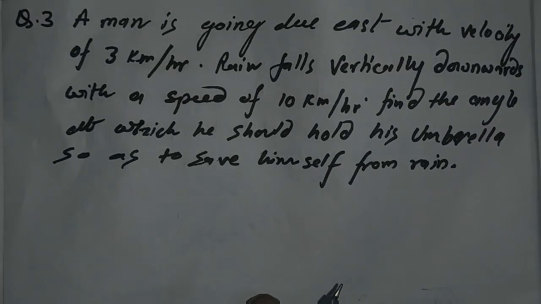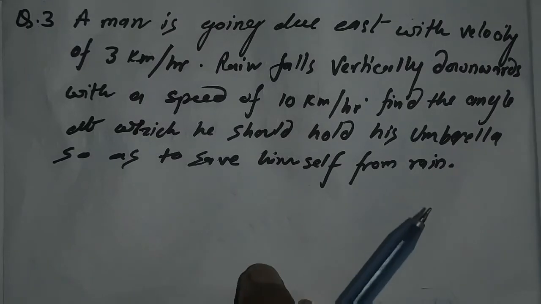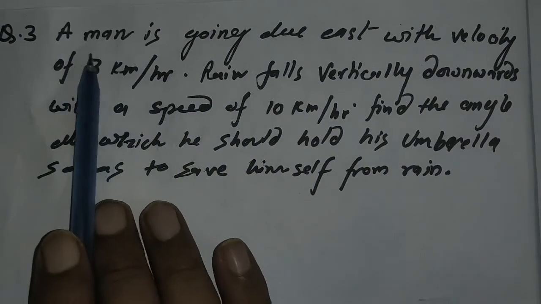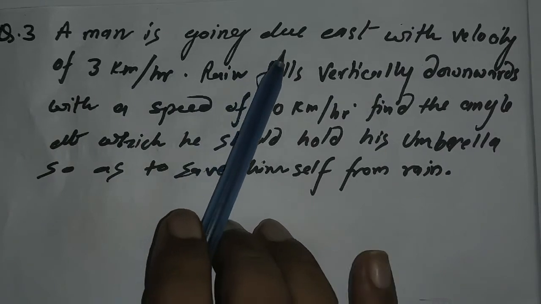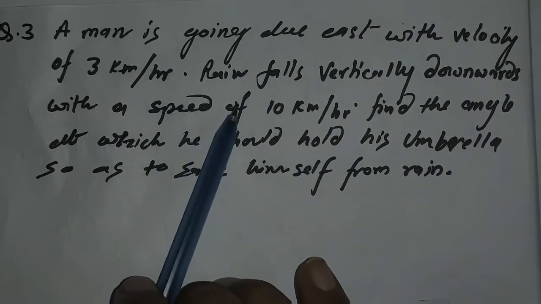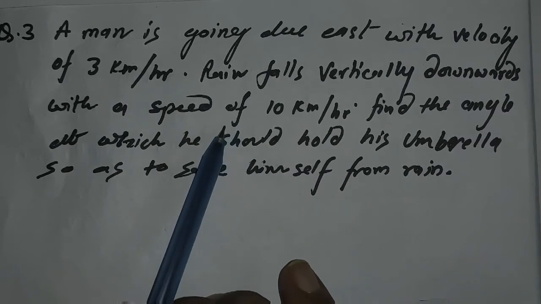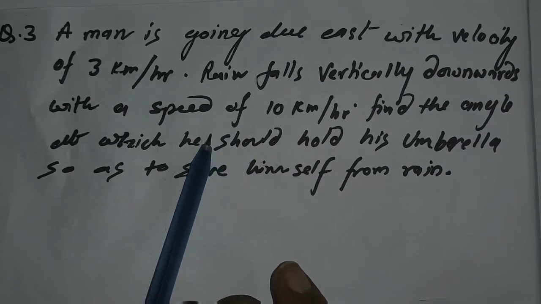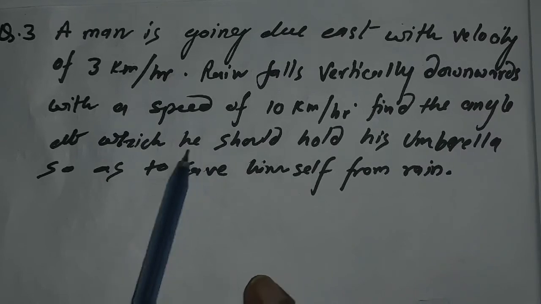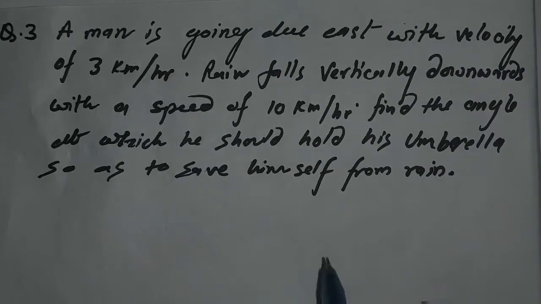Now students, come to the man and umbrella problem. See here students, question number 3. A man is going due east with velocity of 3 km per hour. Rain falls vertically downwards with a speed of 10 km per hour. Find the angle at which he should hold his umbrella so as to save himself from rain.